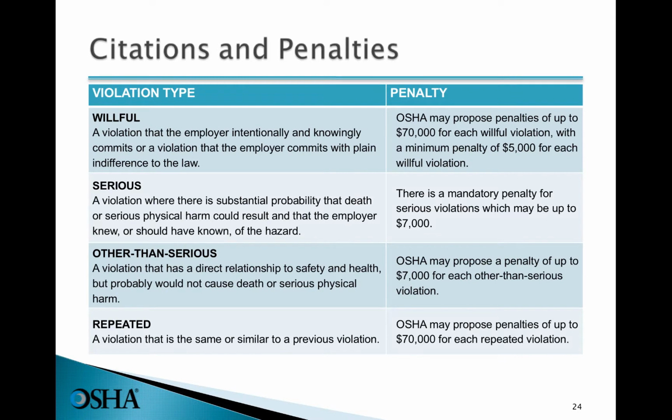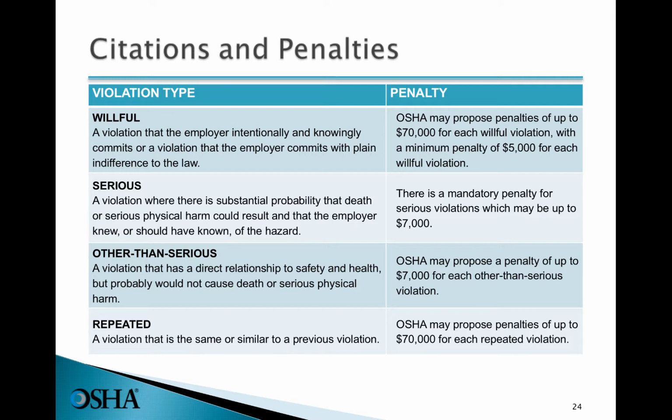The citations and penalties are basically broken down into several violation types. We have willful, serious, other than serious, and repeated. A willful penalty may be up to $70,000 for each willful violation, with a minimum penalty of $5,000 for each violation. For a serious violation, there's a mandatory penalty of up to $7,000.